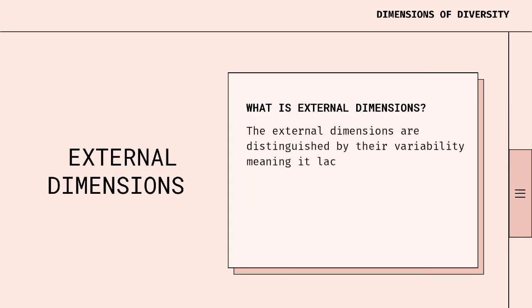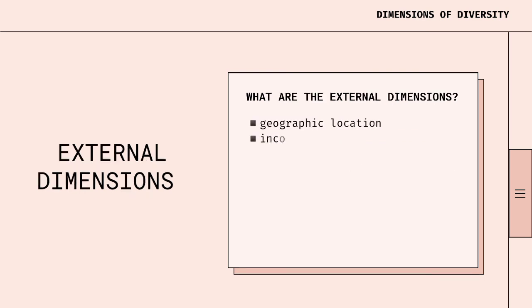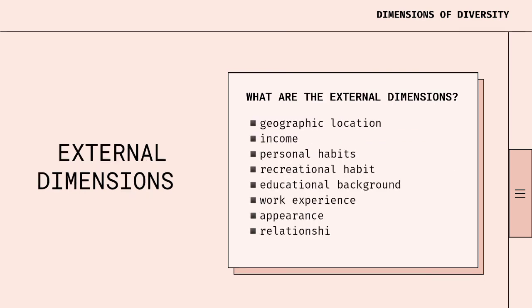The next one is external dimensions. These are the dimensions distinguished by their variability, meaning a lack of consistency or fixed pattern, unlike the internal dimension that is consistent. So these are demographics that a person has the option to change through external action. Some of these are geographic location, income, personal habits, recreational habits, educational background, work experience, appearance, and relationship status.